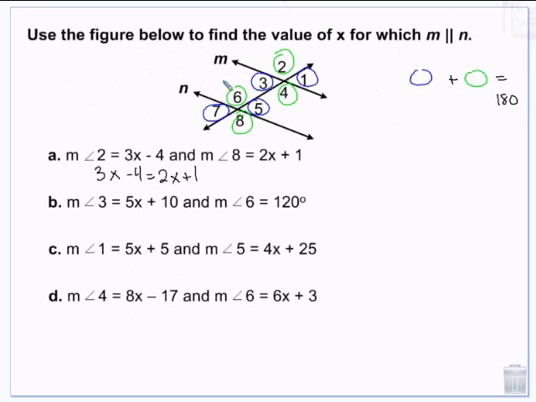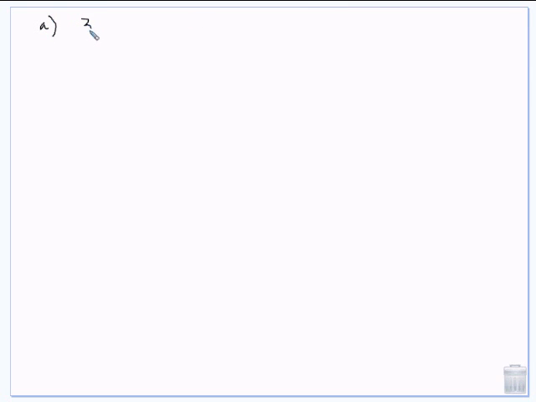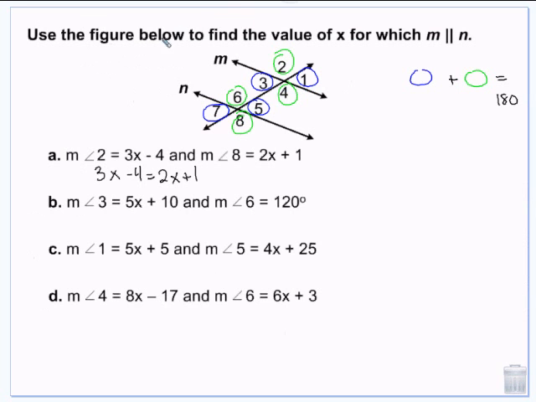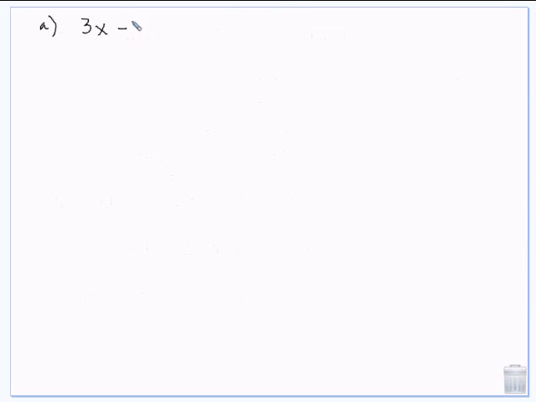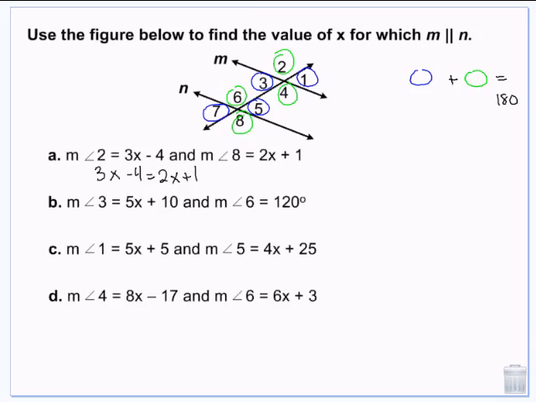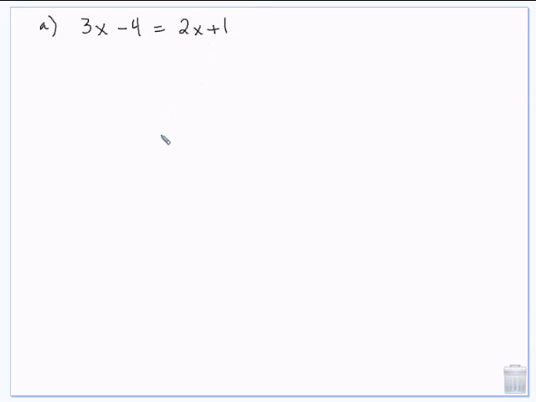Okay. So the greens are all equals, blues are all equals. So 2 and 8, same color, so they're equal. So we're going to come over here where we can actually do this. 3x minus 4 is equal to 2x plus 1. Okay, I want the x's on the same side, so we're going to subtract the 2x from both sides. And add the 4 to both sides. So x would have to equal 5 for this to make them parallel.